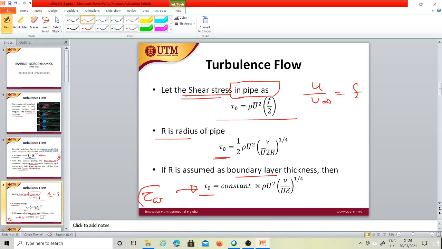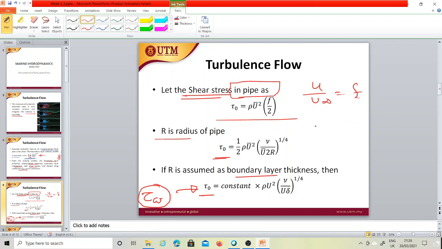I will discuss this equation later on. So far, remember that tau naught and tau w are not the same. Tau naught is the wall shear, that is y equal to 0. Let's consider this one a constant, and then rho u square, this is the expression.